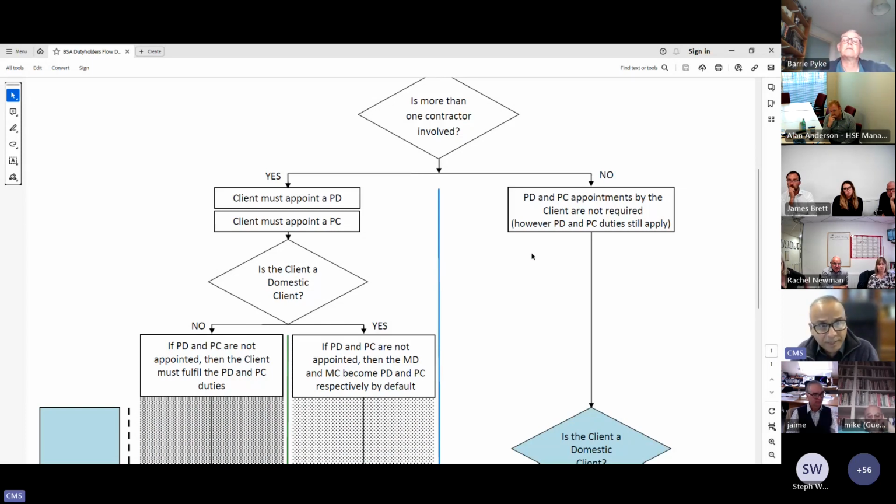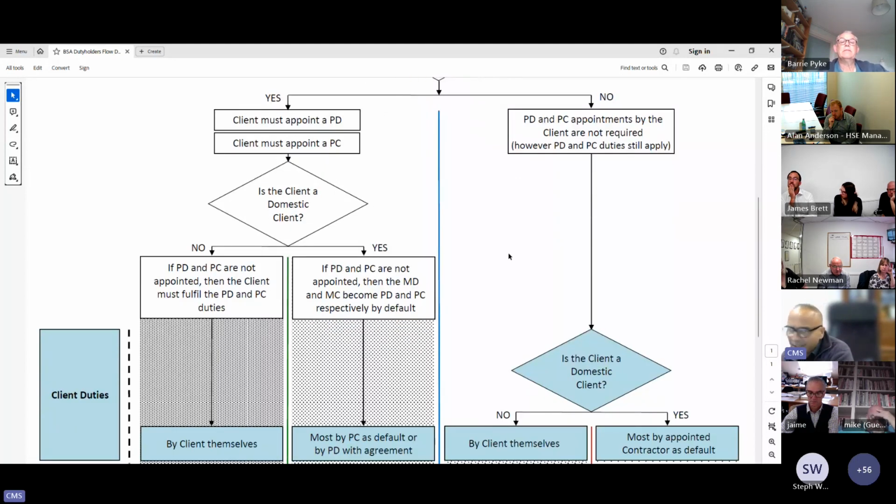However, as we said before, PD and PC duties still apply. Now that's different to CDM regulation. In CDM regulation, if it's one contractor, the duties of PD and PC don't apply, and neither appointments are required. Here, appointments are not required, but duties still apply. And how do they do it?